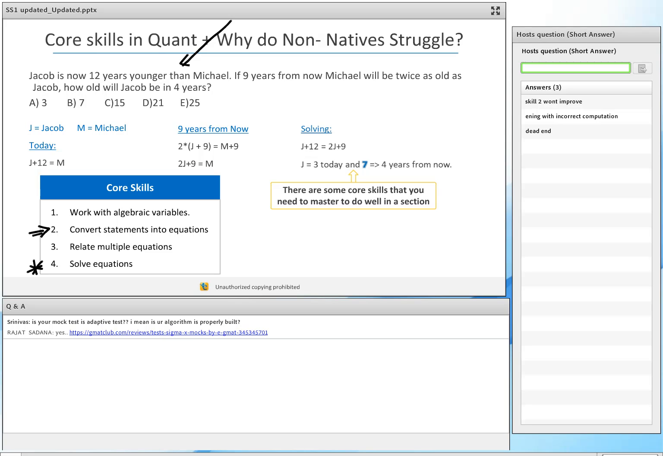Skill 2 won't improve. You'll end up with an incorrect computation. You'd reach a dead end. You'd actually have no effect on ability, which is what we call a situation of score plateau, where you're putting in the effort, you're really making yourself better and better at being able to solve equations, but you won't get more word problem questions right. And because of this, your GMAT score won't improve, or your word problem ability won't improve.